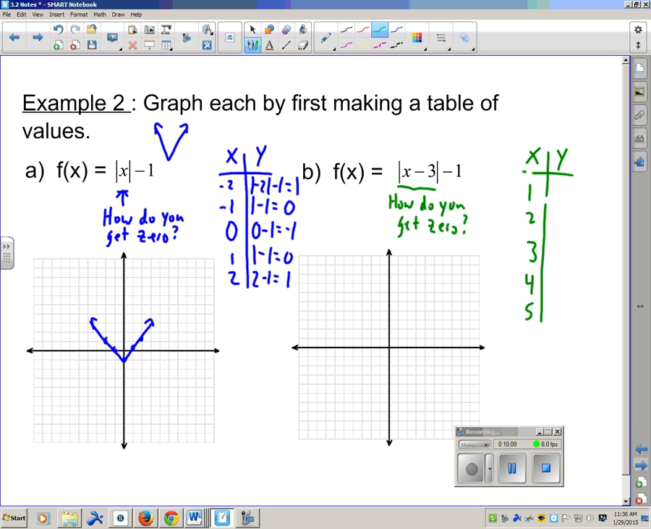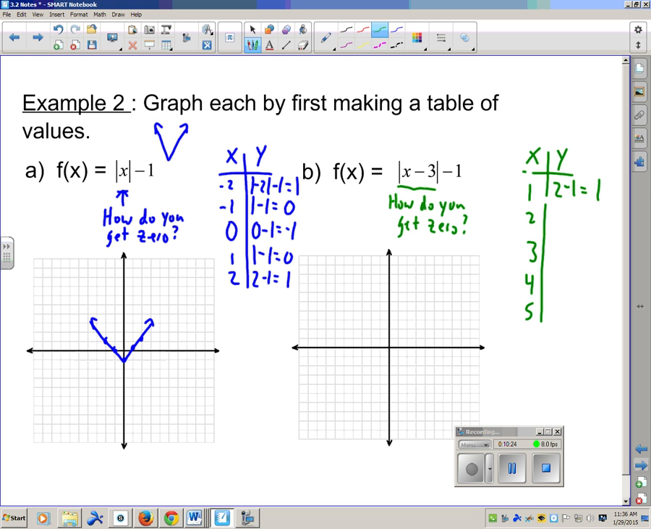So 1 minus 3 there is -2. Absolute value of -2 is 2. Remember, whatever comes out of the absolute value, it has to be positive. We've talked about that before. And then 2 minus 1 equals 1. Or you can think about absolute value as distance from 0 on a number line.